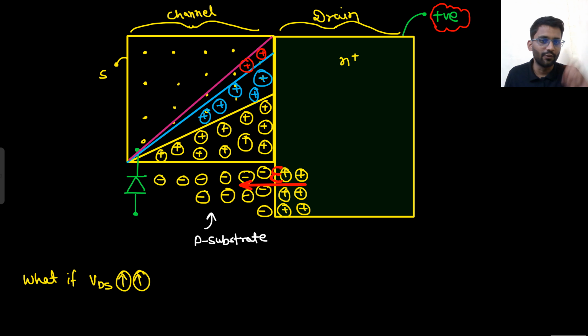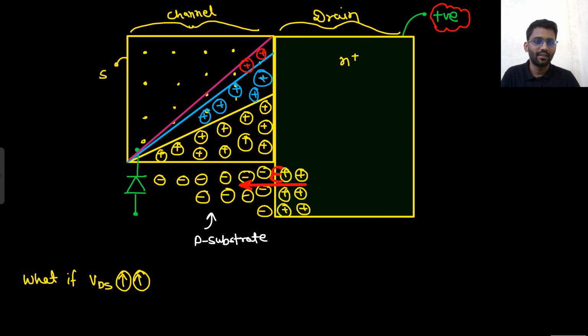But at a certain value of VDS, I will not say that the channel will be depleted of charge carriers. I will say that in the channel there will be fewer charge carriers. Although the electric field is strong, the charge carriers are low only. So that is the reason why the current saturates. That's it. That's the complete concept. I hope you are able to understand.